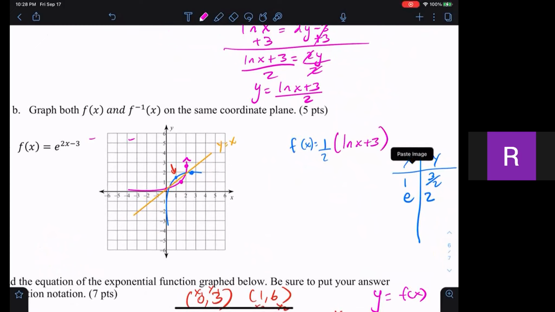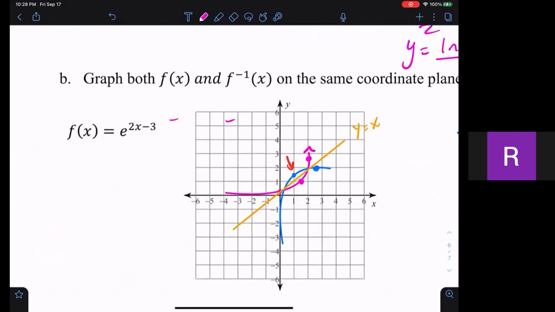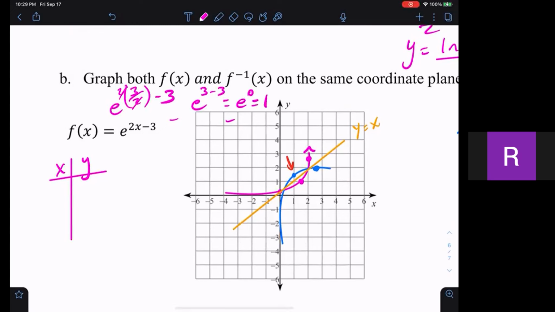So I graph my original function first, right? For my original function, I use nice values, right? Well, here you have to use 3 halves, right? Because if you put 3 halves in, minus 3, this cancels out. So this is e to the 3 minus 3, so that's e to the 0, which is 1. So when x equals 3 halves or 1.5, this is going to be 1. And then you can put another number. Let's say you pick, let's see.